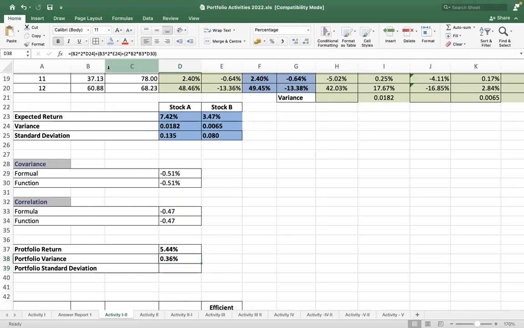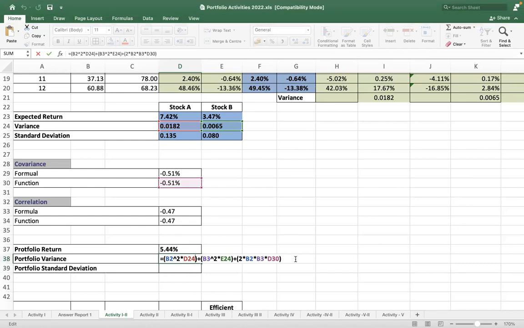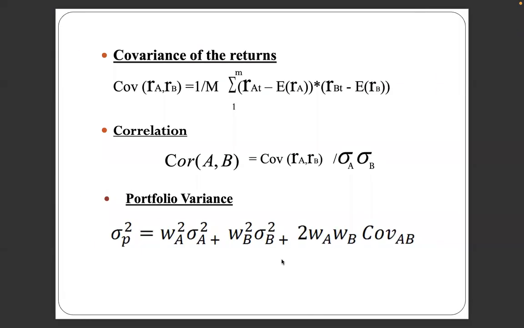You can see here's the formula, portfolio variance. That is the manual function, what we already know, this one.